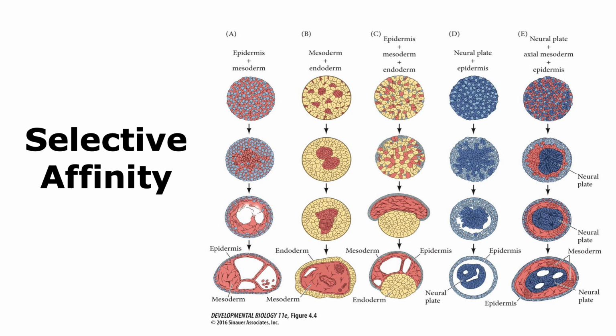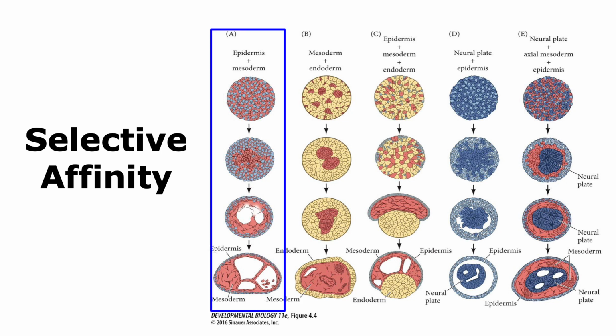Now, many experiments were performed to show selective affinity, and that is what this entire figure shows us. So I'm going to go through some of the panels in order to understand what is happening in this figure. So when we look at the first column, it basically shows that cells from the epidermis of a developing embryo were removed and dissociated from the embryonic tissues and mixed with cells from the mesoderm from an embryo, which were also dissociated.